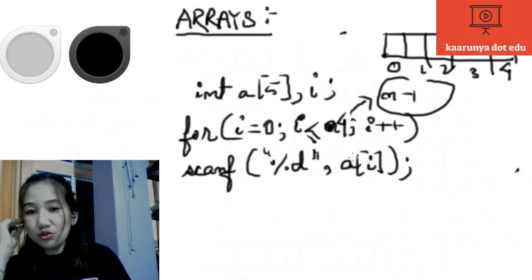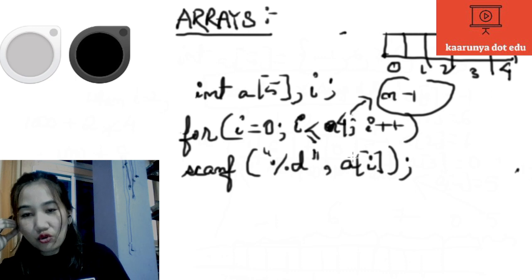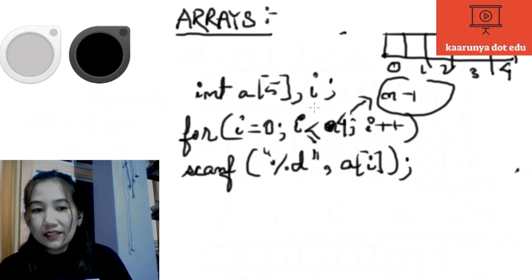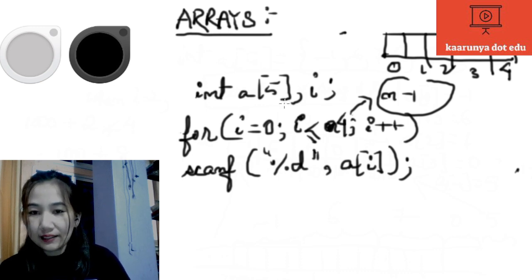So what is the drawback of an array? The drawback of an array is wastage of space. Initially we have to declare the size of the array, as we cannot leave this blank because it will give you a compile time error, right?